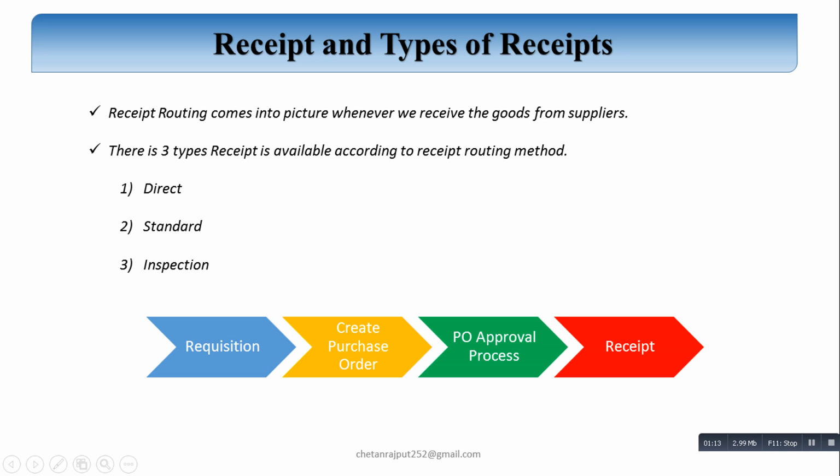Here the diagram shows that first we create the requisition, then we create a purchase order, and then we submit that purchase order for the approval process. Once the purchase order is approved, we take the receipt against that purchase order. So this is the step when we create a receipt. There are three types of receipt method according to the receipt routing method. First is direct method, second standard method, and third is inspection method.